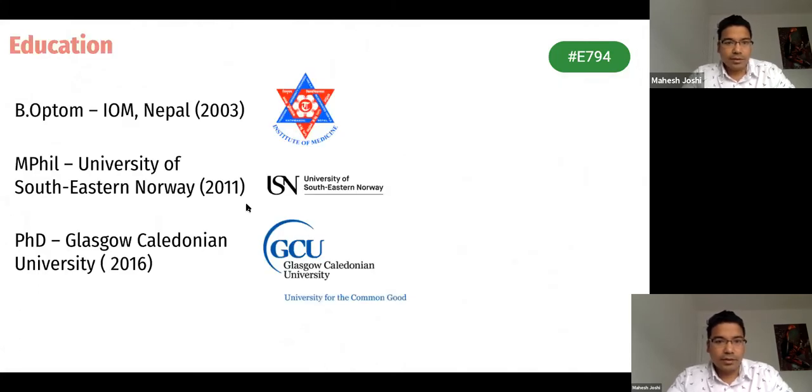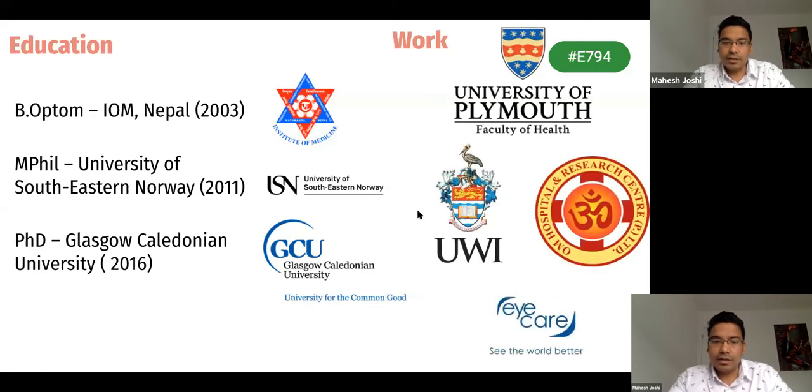Before I start, I just wanted to give a little bit of introduction of myself. As Neeraj said, I did my undergrad from Nepal Institute of Medicine in 2003. Then I did my master's from University of Southeastern Norway in 2011. Then in 2016, I completed my PhD from Glasgow Caledonian University. In terms of work, I'm currently working as a lecturer in University of Plymouth for the last 2 years. Before that I was in Trinidad working as a lecturer, and before that I worked in Nepal and for a short time in Maldives as well.